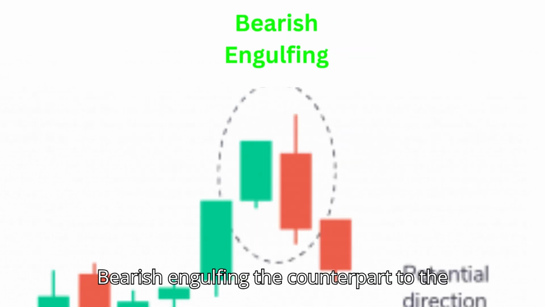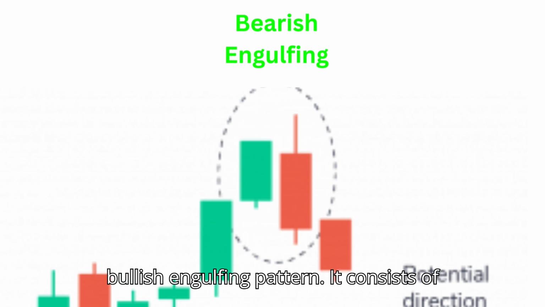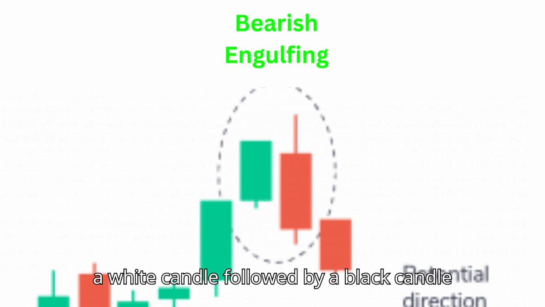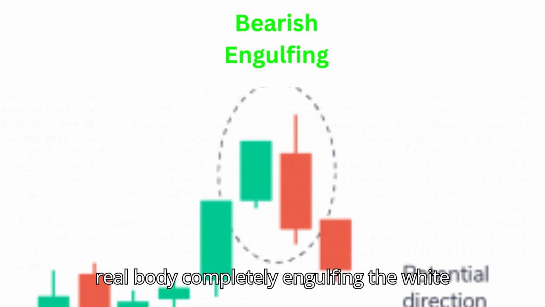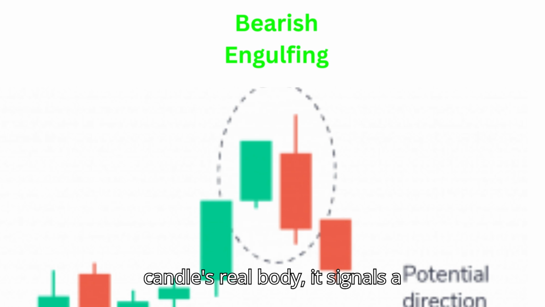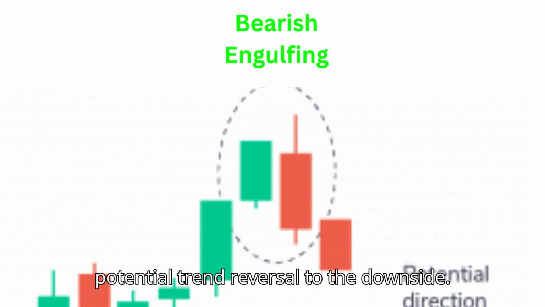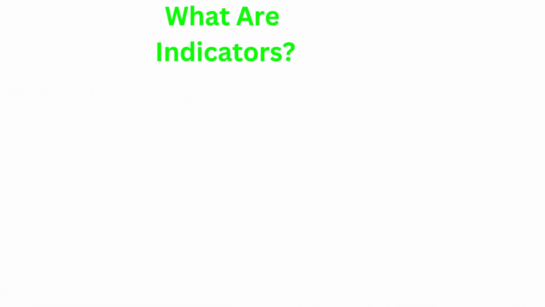Bearish engulfing, the counterpart to the bullish engulfing pattern. It consists of a white candle followed by a black candle in an uptrend, with the black candle's real body completely engulfing the white candle's real body. It signals a potential trend reversal to the downside.